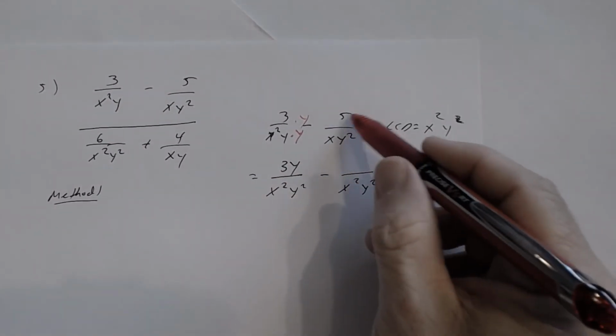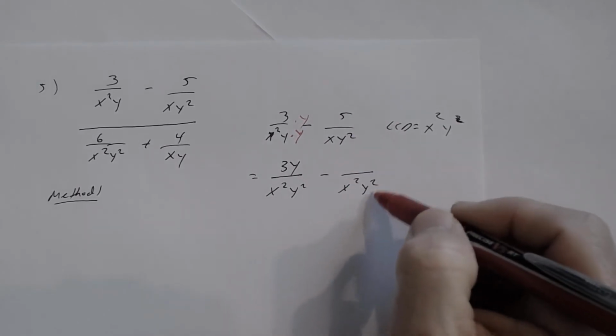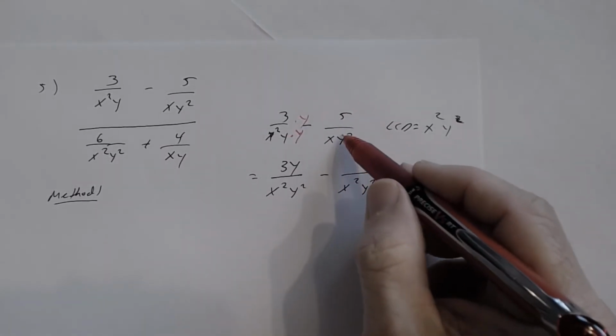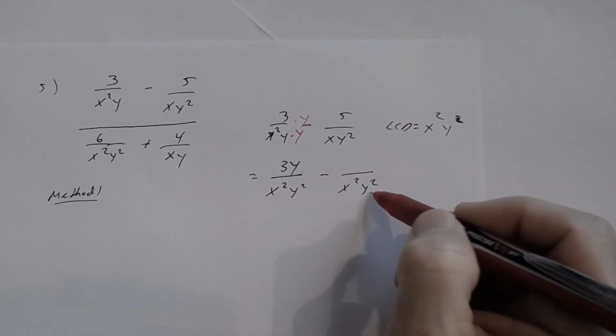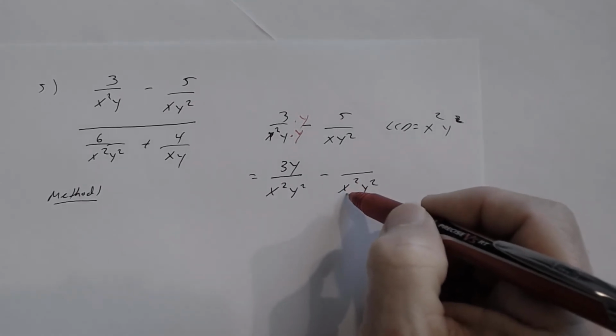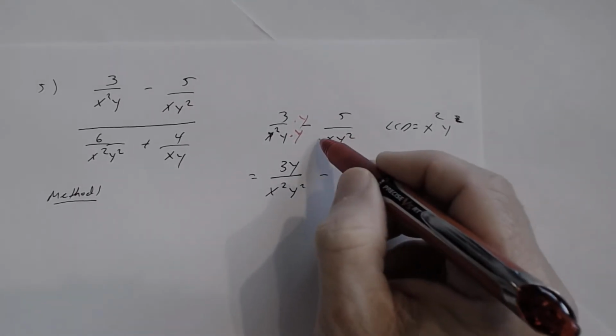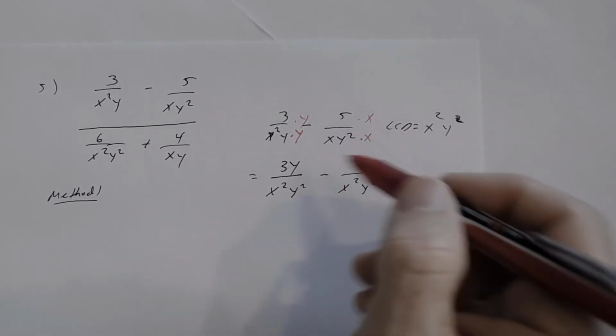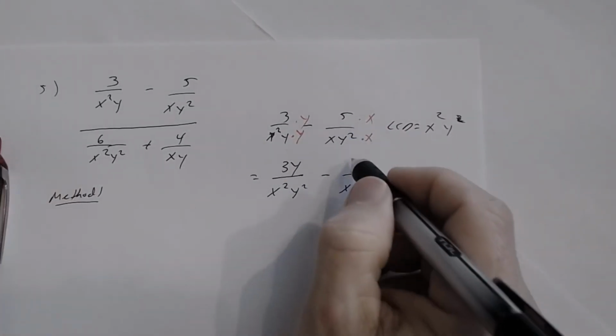For this one, let's see what we have. So I have 5 divided by xy squared. I want this as my denominator. So 5 divided by xy squared is equivalent to what fraction with this denominator? So I have the y squared. I need 2 factors of x. I only have 1, so I got to multiply this by x. So what I do to the denominator, I do to the numerator. So my numerator is going to be 5x.